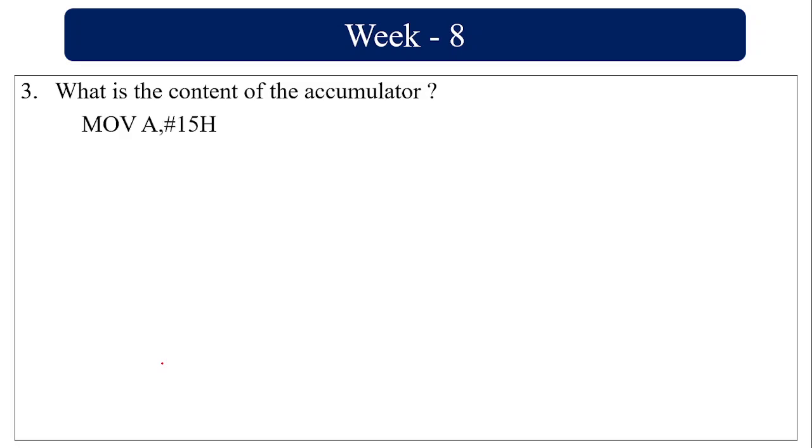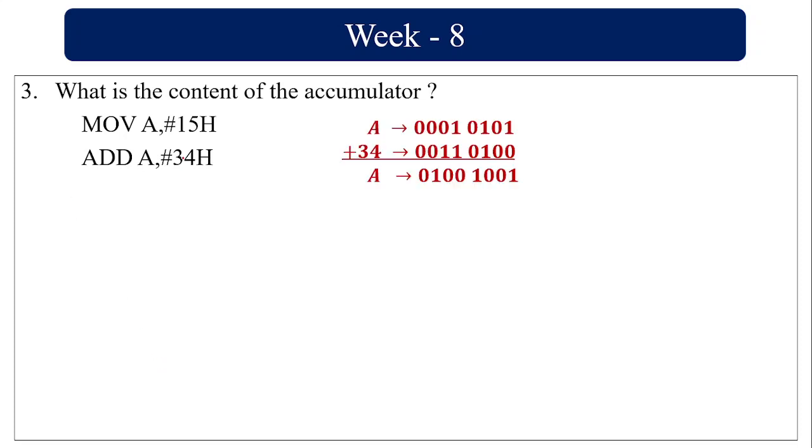What is the content of the accumulator? So move A comma 15 and add A comma 34. So here 15 is moved to your accumulator. So 0001 0101, that is 15.